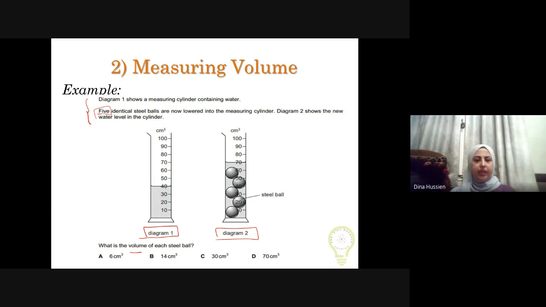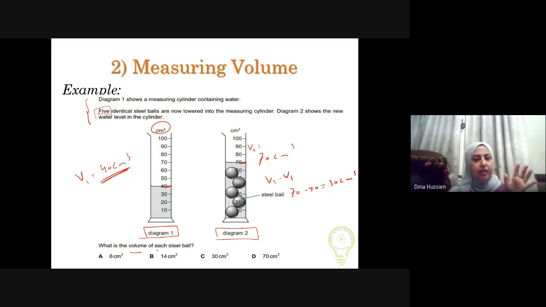So what do we do? What is the initial volume of the water alone? This is 40 centimeter cubed, the initial volume of the water. Then after I added the steel balls, it became 70 centimeter cubed, the second volume. If I subtract V2 minus V1, 70 minus 40, which is 30, this is the volume of the 5 balls.